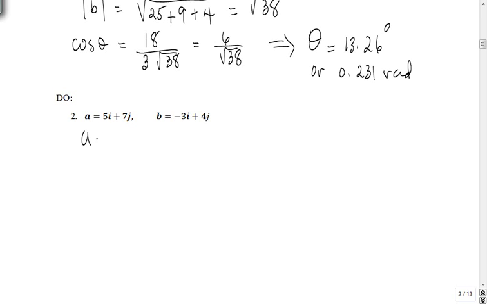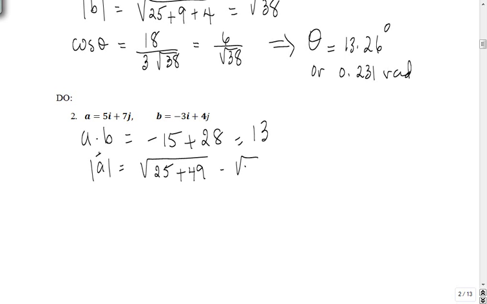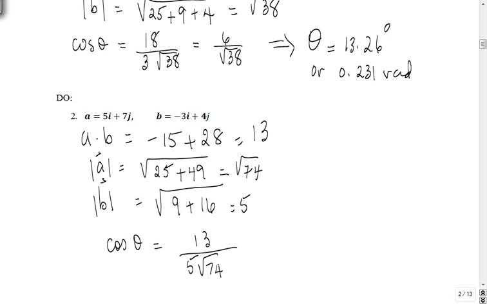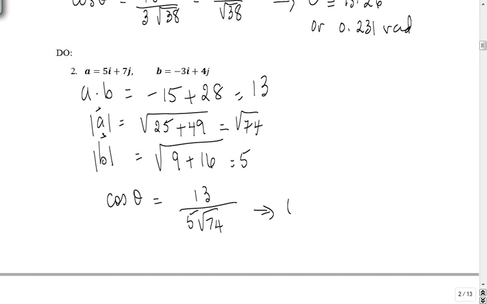So here, let's do this. A dot B was negative 15 plus 28, which is 13. Very well done. The length of A is the square root of 25 plus 49, which is square root of 74. The length of B is the square root of 9 plus 16, which is 5. And so cosine theta is 13 over 5 square root 74. And so theta is 72.4 degrees. Anybody worked it out in radians? 1.26 radians. Nice. Any questions? Okay, let's continue.